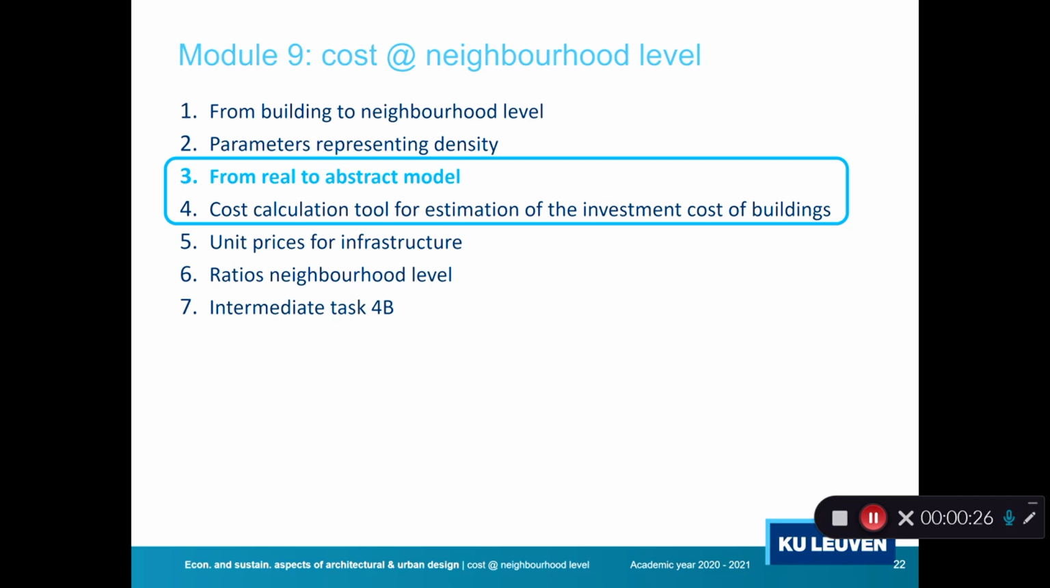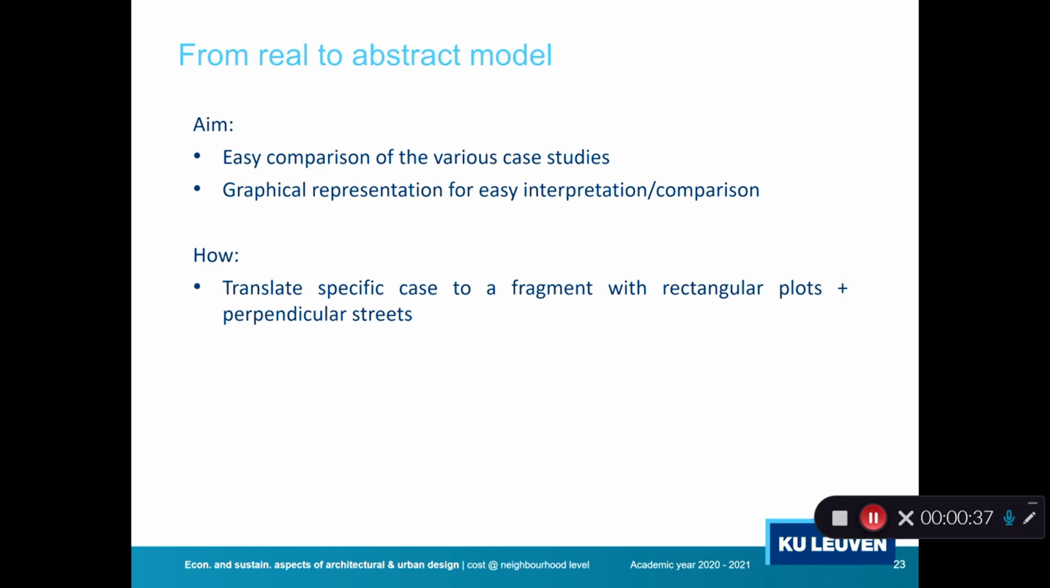We will also look at the calculation tool that will be used to estimate the investment cost at neighborhood scale. Why will we make an abstract model of our complex neighborhoods? Because this enables us to compare the various case studies, which would be very difficult if we keep it to the complexity as they are today or in reality.